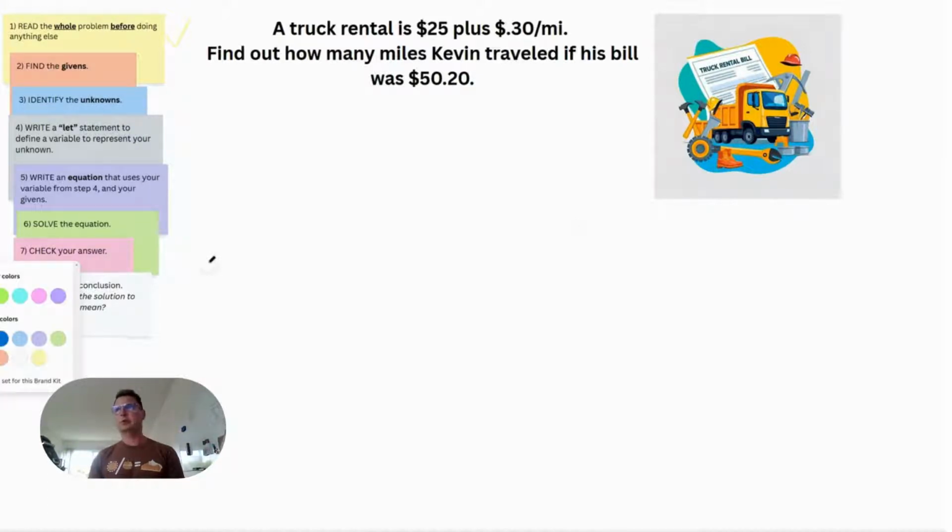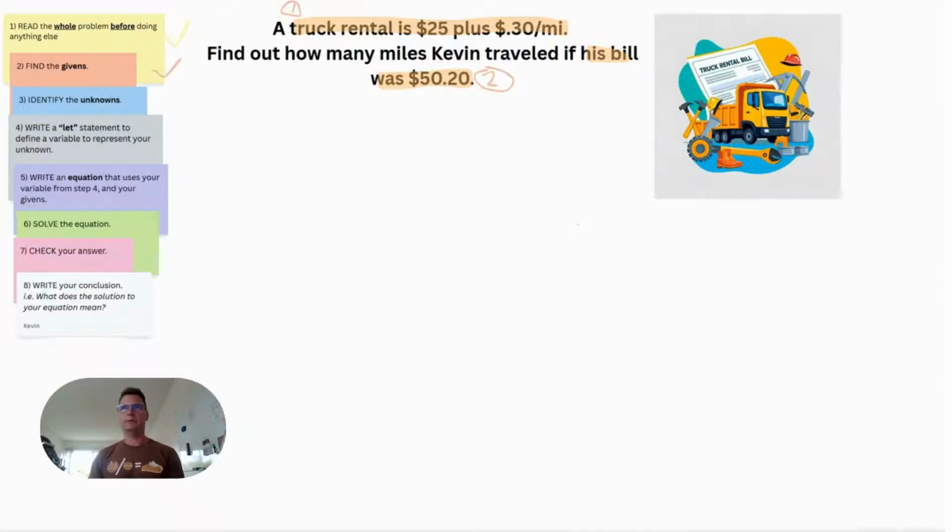So which part or parts of this sound like given? What about the truck rental is $25 plus 30 cents per mile? That's a given, right? Find out how many miles. Sounds like more unknown than given. What about his bill was $50.20? Okay, so let's number these 1 and 2. We have 2 pieces of given information to hopefully help us later on in the problem. All right, another small win.